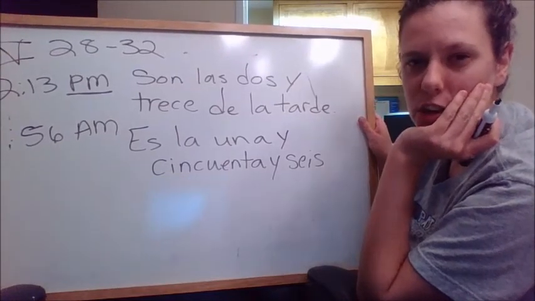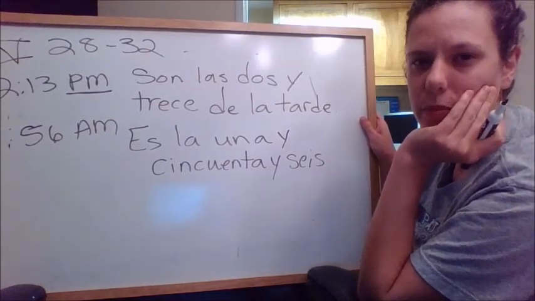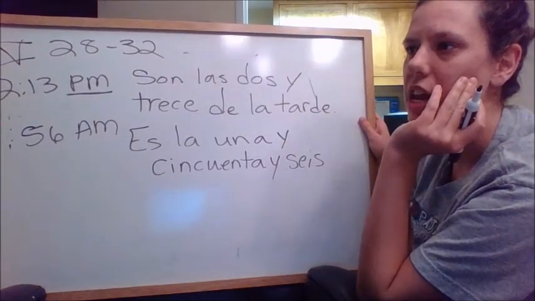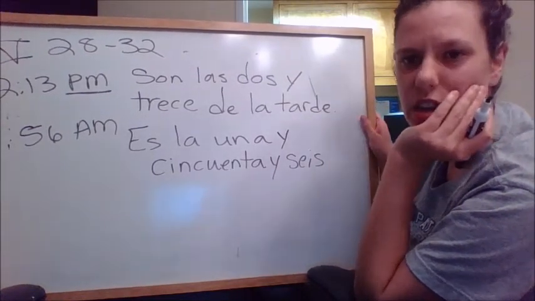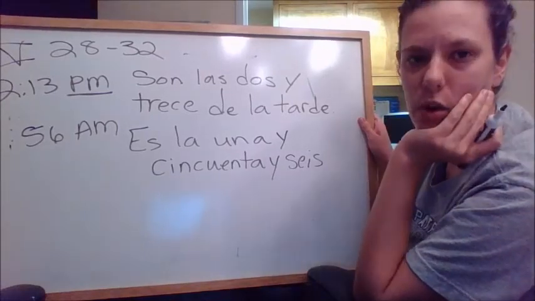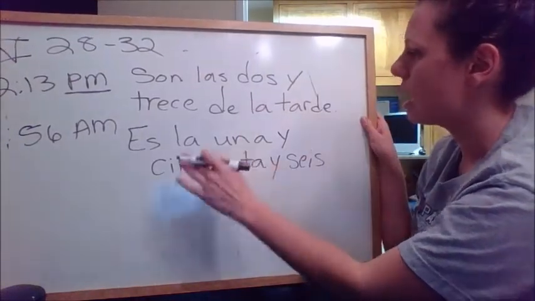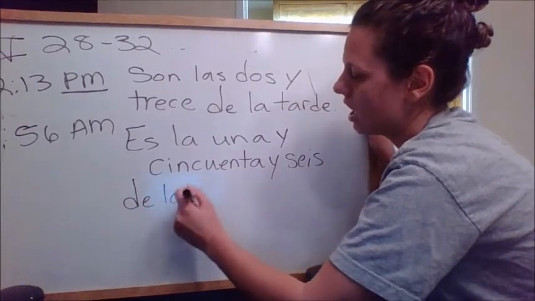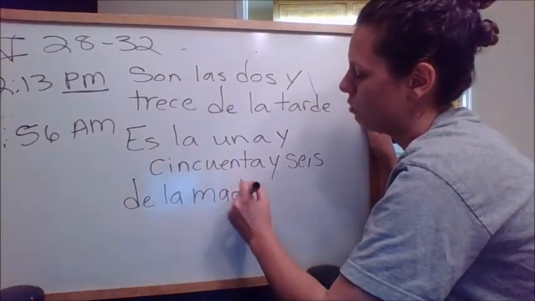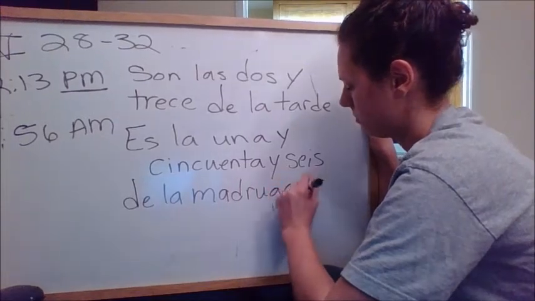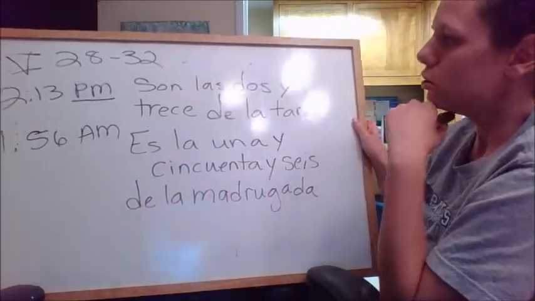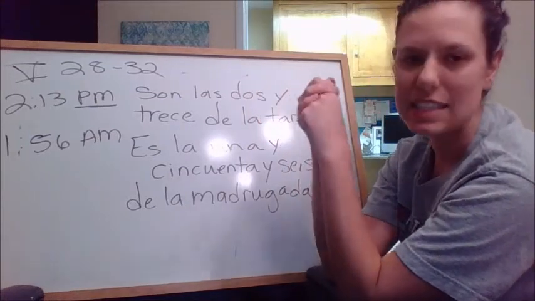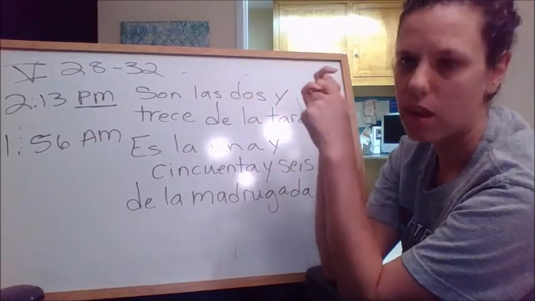But remember in Spanish that there's another key for morning. I think we decided midnight to 6 is la madrugada. So we say, es la 1:56 de la madrugada. Okay. So remember we said 6 to about noon is de la mañana.